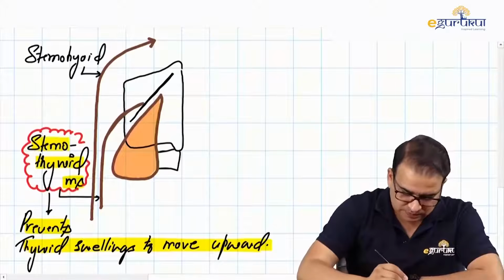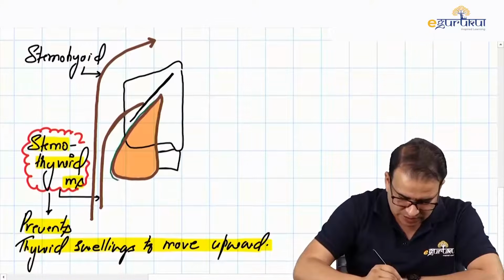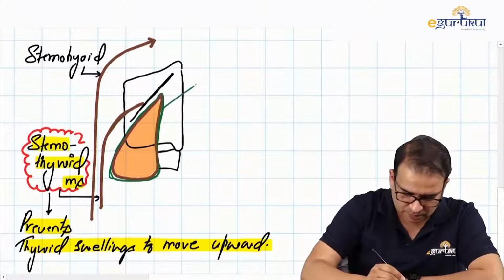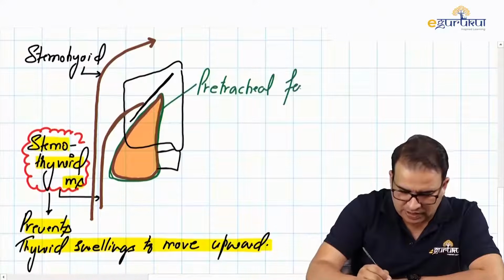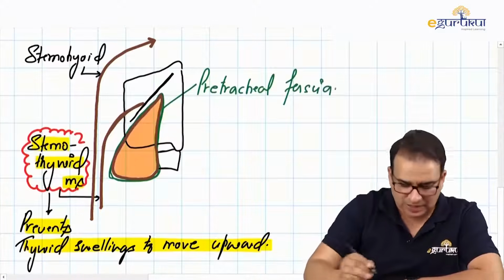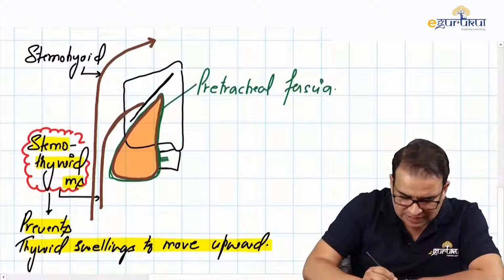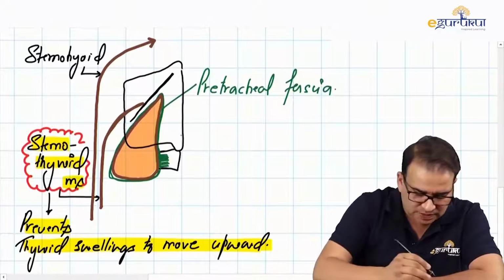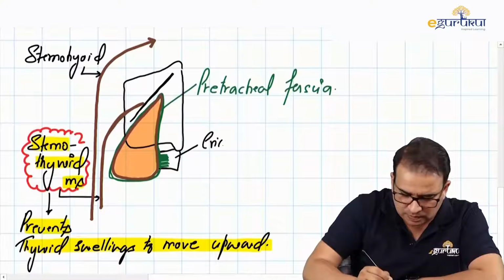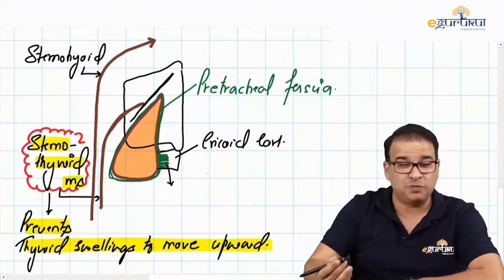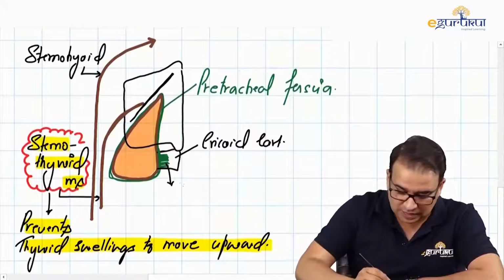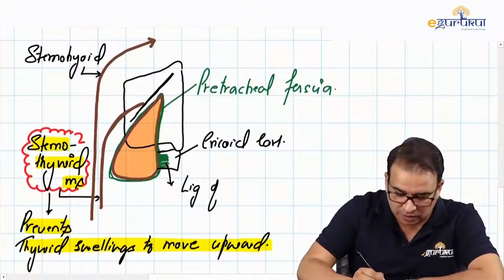So if I just put a fascia around it, that's the pretracheal fascia. That's the pretracheal layer of deep cervical fascia, or you can simply say pretracheal fascia. There's an extension of the pretracheal fascia which is attaching its posterior surface to the cricoid cartilage. There's a cricoid cartilage below. This is the cricoid cartilage here. And you can see this ligament here, which is an extension of pretracheal fascia connecting it to the cricoid cartilage, called the suspensory ligament of Berry, or simply Berry's ligament.